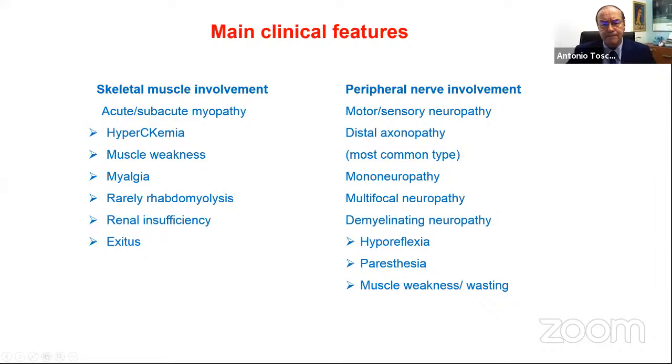On the other hand, in peripheral nerve involvement, we have, of course, an involvement either motor or sensory, and we have also different forms of neuropathies. We have a distal axonopathy, we have a mononeuropathy, we have a multifocal neuropathy or demyelinating neuropathy. And all these forms are characterized by hyporeflexia, paresthesia, and muscle weakness and wasting.